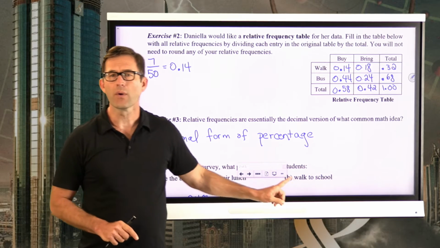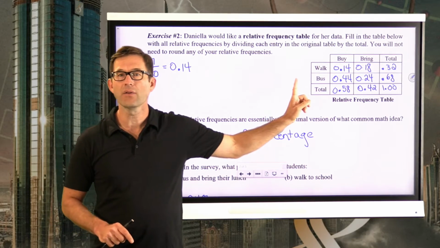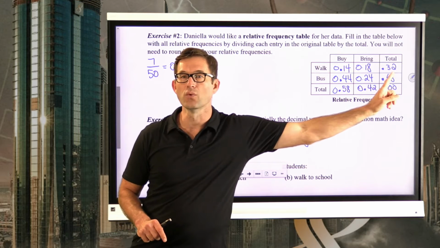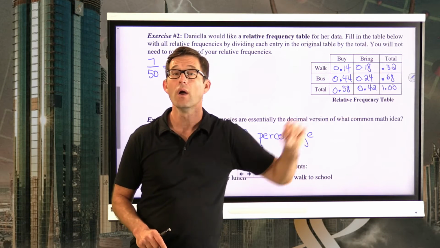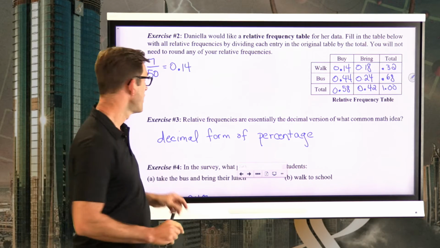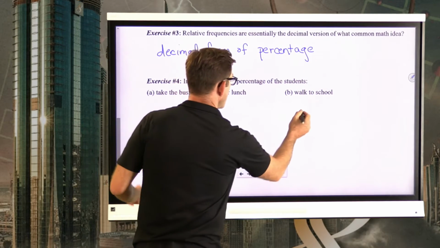Now, the other one, walk to school, well, that includes all the people that walk to school, and that has a relative proportion of 0.32, which is exactly the same as 32%.